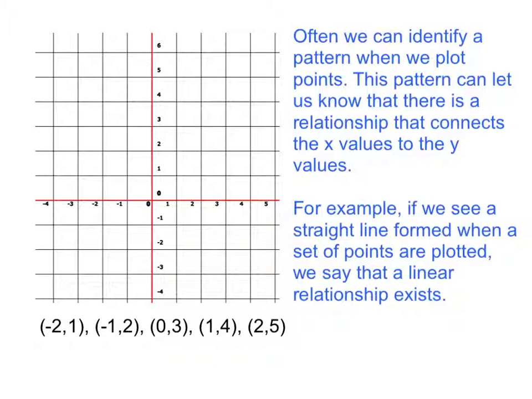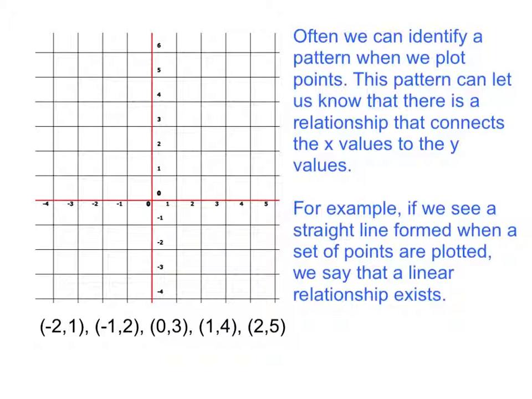Okay, in this activity we're going to be looking to see if we can identify any patterns that might happen when we plot some points. Often we can identify a pattern when we plot a series of points, and the pattern lets us know that there's a relationship that connects the x values to the y values. For example, if we see a straight line formed when we plot a set of points, we say that a linear relationship exists. So when you see that word linear, it's talking about a straight line relationship.